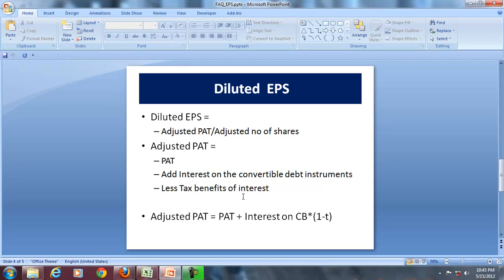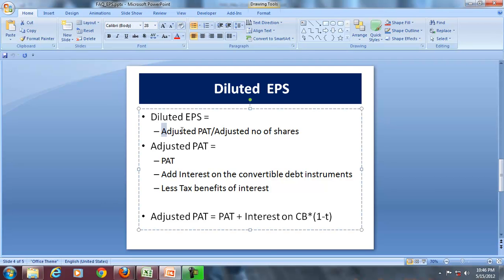Now let's see the diluted EPS. The diluted EPS arises whenever the company has some convertible instruments on the balance sheet, or there are certain options or warrants which have the potential to become shares. Then you have to calculate the diluted EPS. So the diluted EPS is equal to adjusted PAT divided by adjusted number of shares.